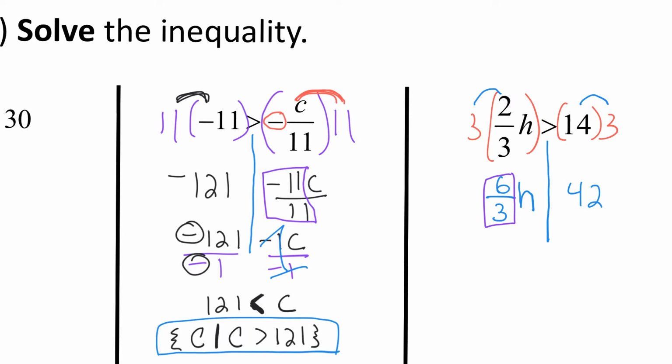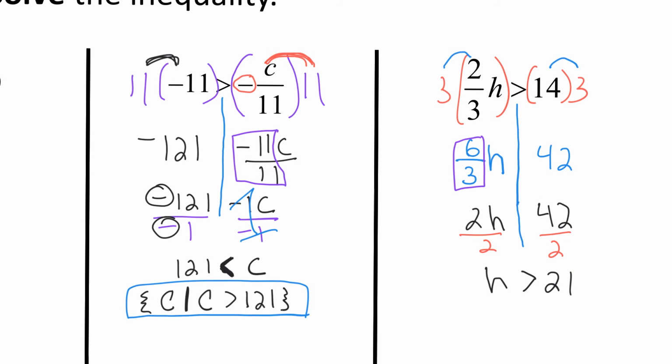6 divided by 3, that's 2h. And on the other side, we have a 42. Let me just bring down the line here. I am going to divide by 2. So I will have h is greater than, I don't switch the inequality. Notice the inequality is greater, so I keep the greater because I am not dividing by a negative. This 2 is positive. And on the other side, when you divide 42 divided by 2, that'll be 21. So my set notation will be h is such that h is greater than 21. So here's my answer.